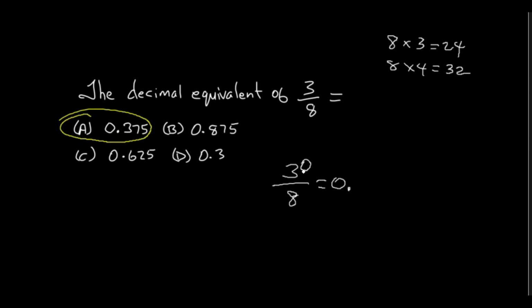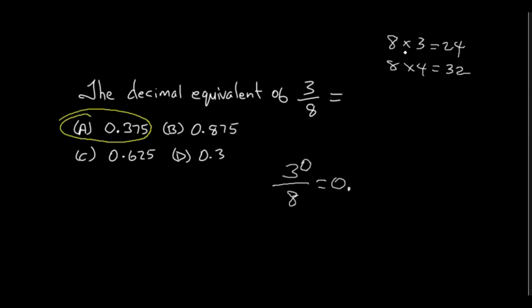8 into 30 goes how many times? Well, we cannot get 8 fours out of 30. Since 8 fours is 32, we don't have enough to get 32 out of 30. Can we get 24? Let's look at the next multiple of 8, that's 1 less than 8 fours. Let's get 8 threes. Can we get 24 out of 30? Yes, we can get 24 out of 30. So we'll have a remainder of 6.